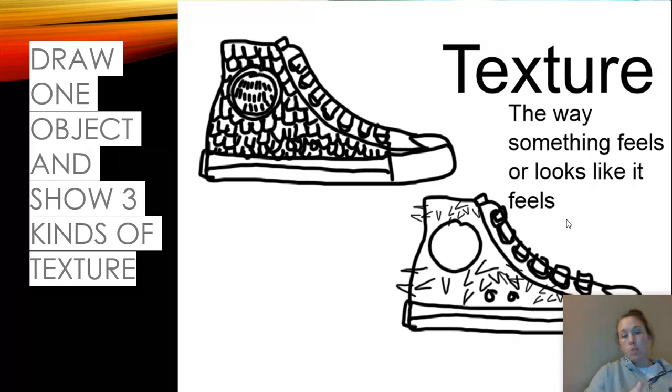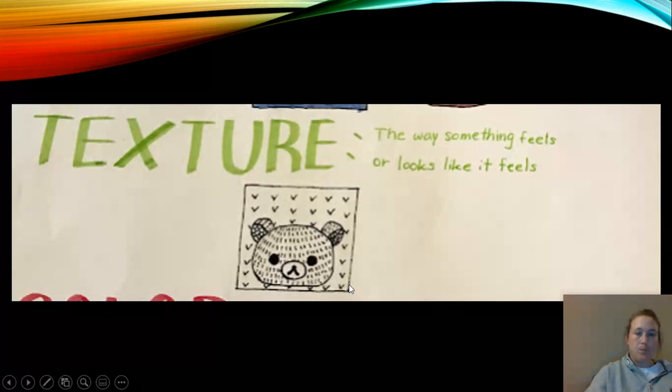So draw one object that shows 3 different kinds of textures. So this one looks like it has scales on it. It looks like it maybe has some hairs down here. It looks like it's smooth down here because there's nothing in this area. Here we've got what looks like spikes. We've got some swirls. We've got the stringy laces. And again, here we've got different textures on our teddy bear and the definition.